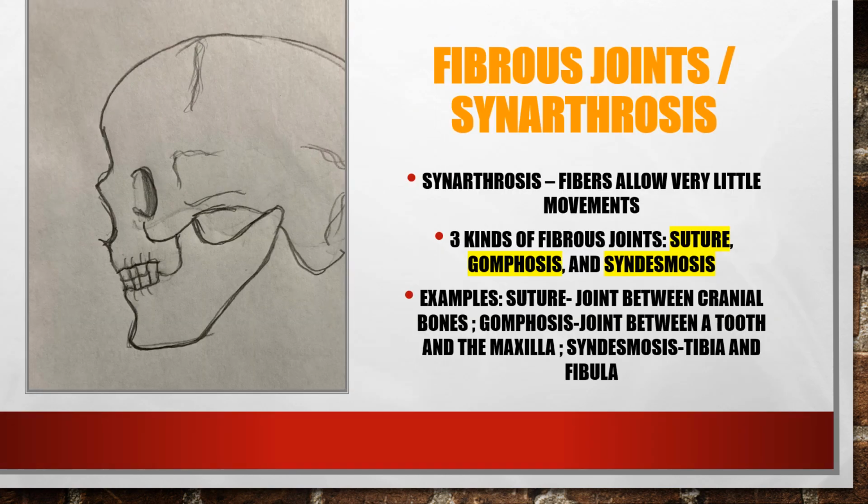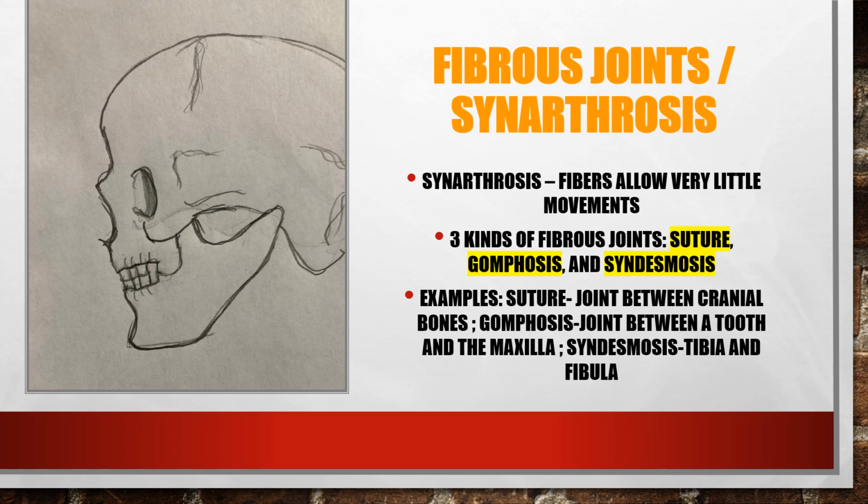Our second type of joint would be the fibrous joint, and these are bones that are bound by short collagen fibers, and these fibers allow very little movement, and this joint is also called the synarthrosis. So there's three kinds of fibrous joints. One would be the suture, which are joints between cranial bones. The second one would be gomphosis. These are joints between a tooth and the mandible or maxilla.